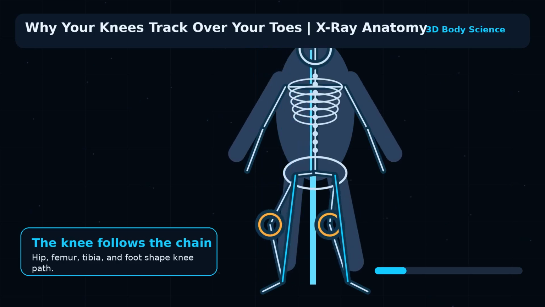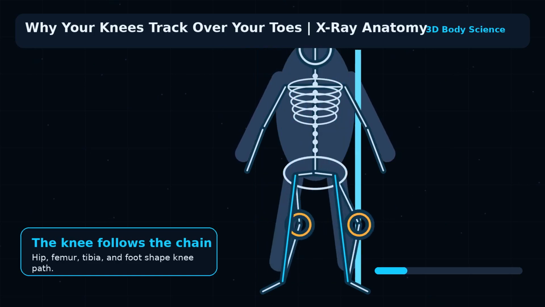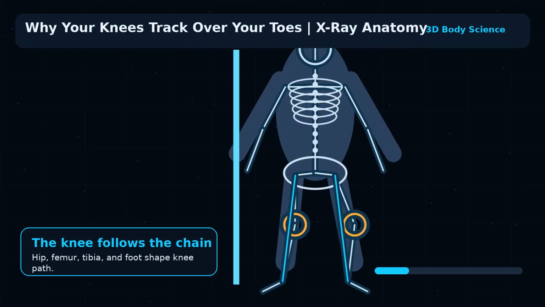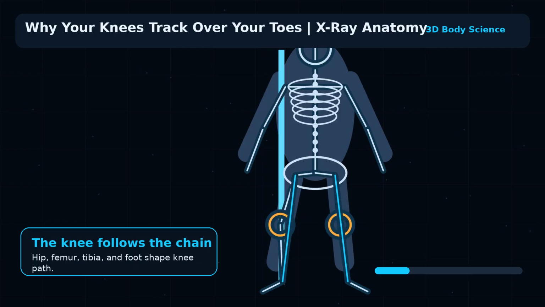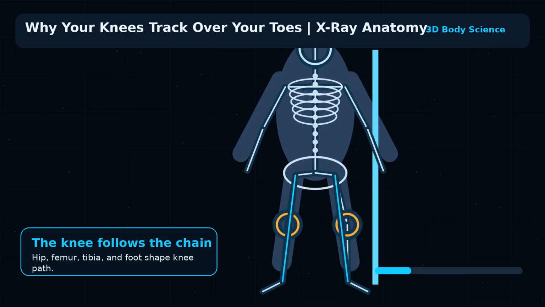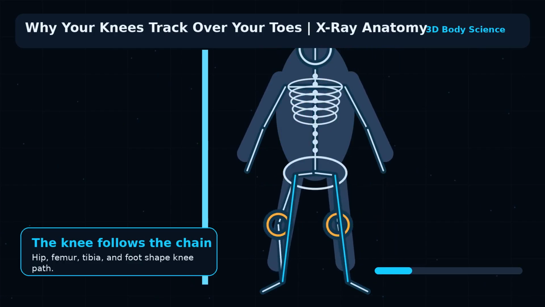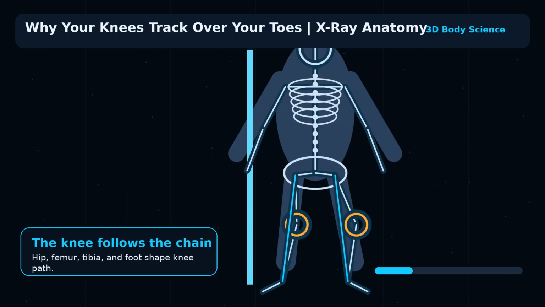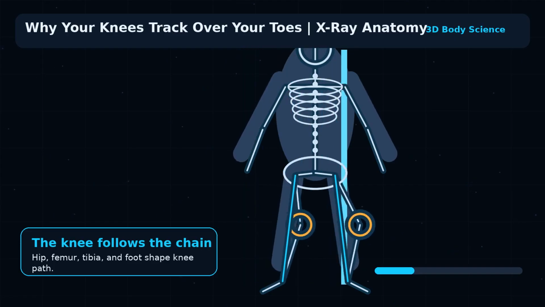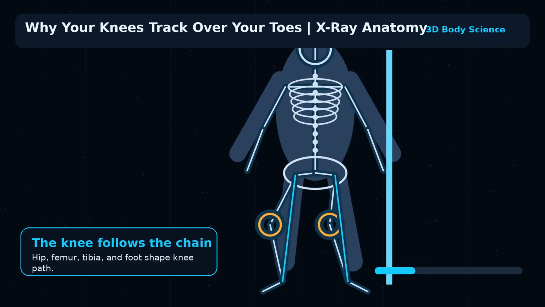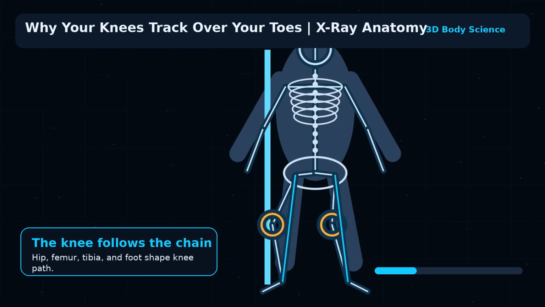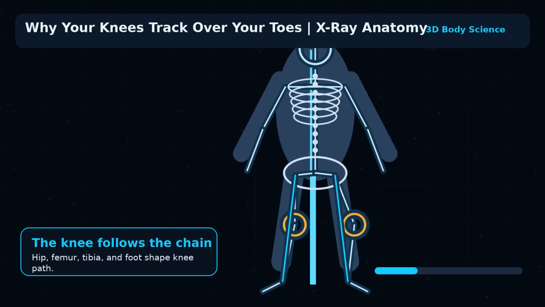The first key point is that the skeleton uses shape to guide motion. Joints are not loose hinges floating in space. They have curved surfaces, ridges, sockets, arches, and contact zones that nudge bones along certain paths. In why your knees track over your toes, those shapes matter because they decide where force travels. A rounded surface may roll. A socket may center a bone. An arch may compress and rebound. A curve may spread load across a wider area instead of concentrating it in one spot.